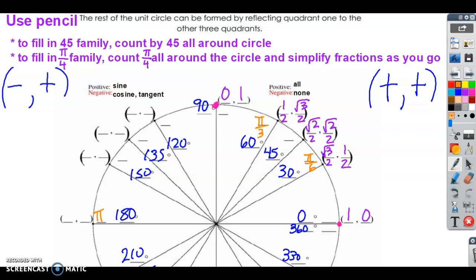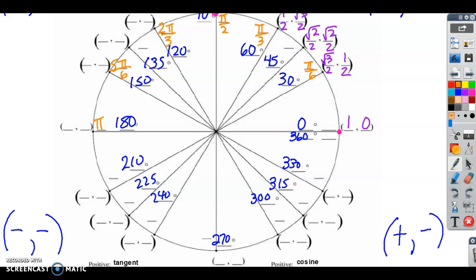This is 3 pi over 6. 3 pi over 6 simplified is pi over 2. 4 pi over 6 simplified is 2 pi over 3. 5 pi over 6 can't be simplified. Let's keep going around. 6 pi over 6 is equal to pi. 7 pi over 6. 8 pi over 6 simplified to 4 pi over 3. 9 pi over 6 simplifies to 3 pi over 2. 10 pi over 6 simplifies to 5 pi over 3. And 11 pi over 6 can't be simplified.